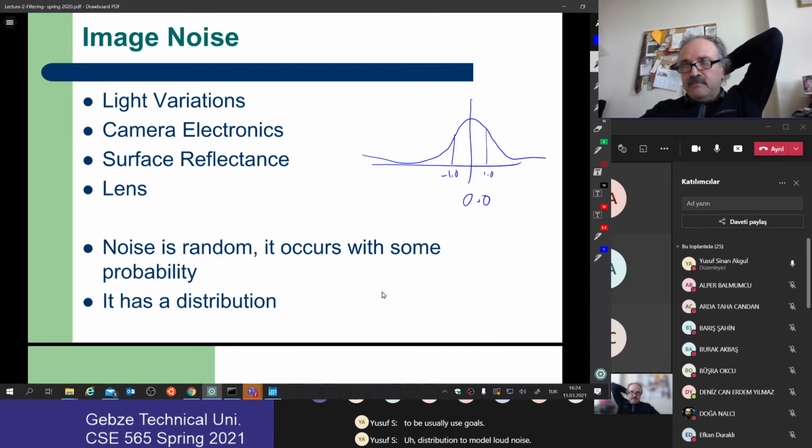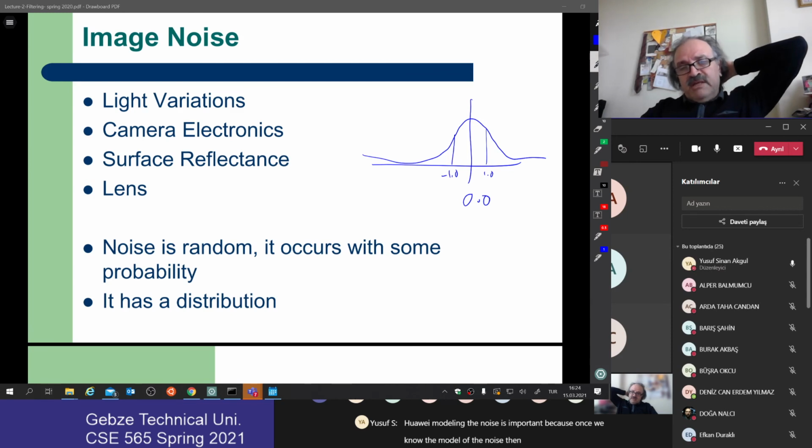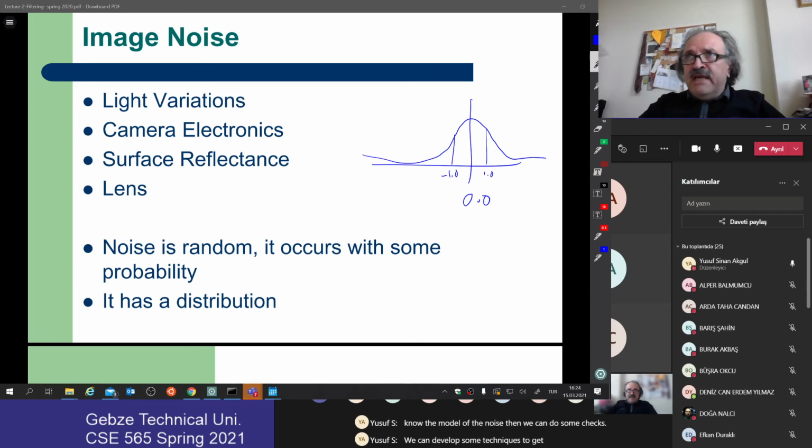Why is modeling the noise important? Because once we know the model of the noise, then we can do some tricks. We can develop some techniques to get rid of the noise or at least lessen the effects of it.